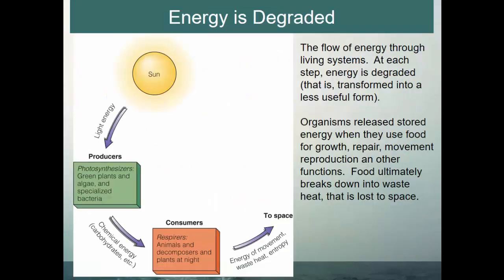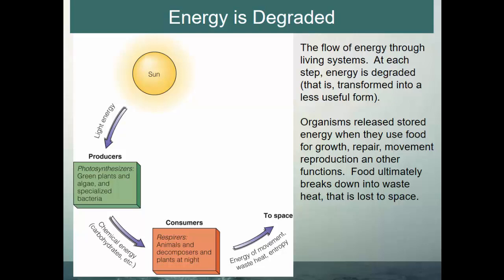So, the flow of energy through living systems. At each step, energy is degraded. That is, it's transformed into a less useful form. Organisms release stored energy when they use food for growth, repair, movement, or reproduction. And if you think about it, those are the main components of what living things do. They grow, they repair, they move, and they reproduce. And of course, when I say repair, they repair their own bodies. Food ultimately breaks down into waste, or waste heat, that is lost into space.